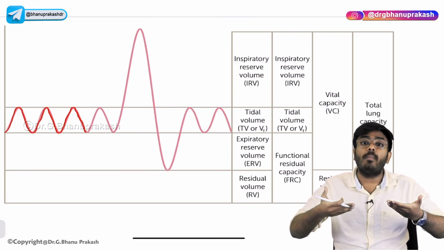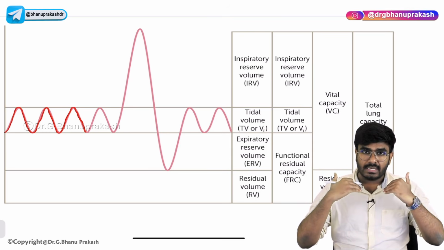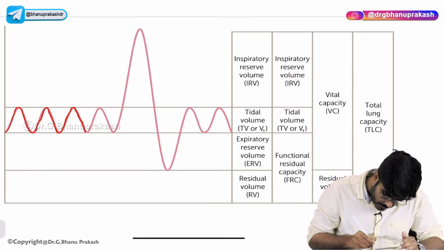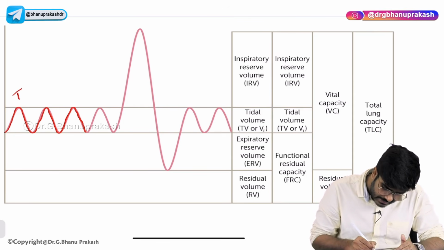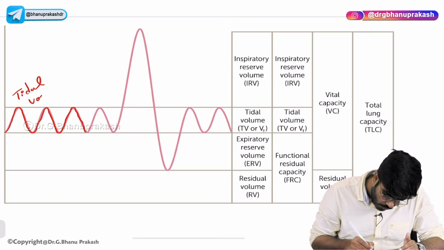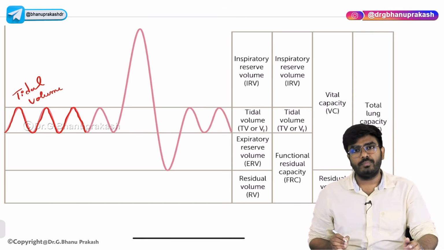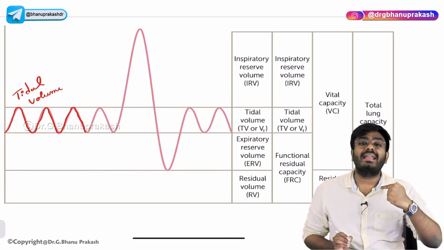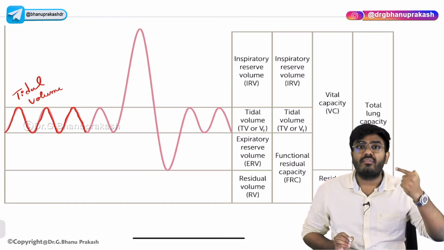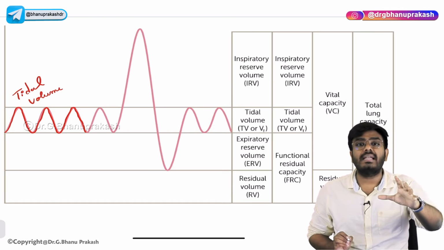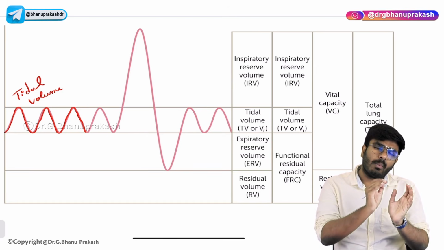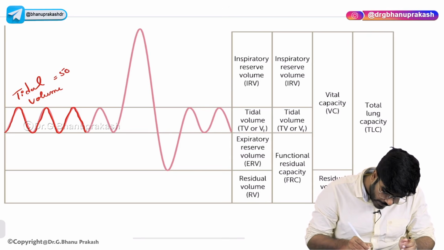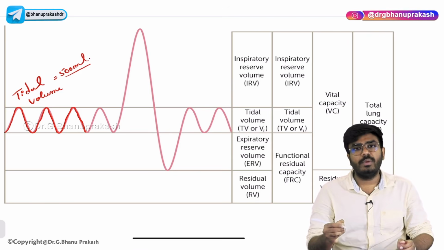So, the volume or the amount of air that enters into the lungs and comes out of the lungs is called tidal volume. So, the first lung volume which we are discussing is tidal volume. What is a tidal volume? With every breath, whatever air goes in and whatever air comes out, that volume of air is called tidal volume. It's almost 500 ml. So, tidal volume is 500 ml.